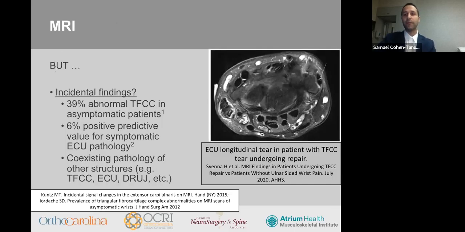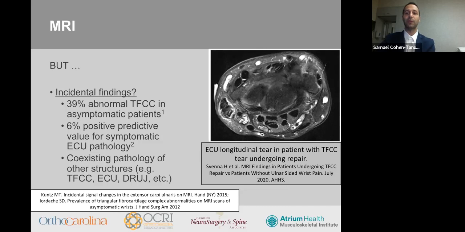It's important for MRIs to bear in mind that, like in other parts of the body, such as the spine, we don't always know what to do with better imaging and MR findings. Studies have shown a high rate of incidental findings. One study found 39% of TFCC abnormalities in asymptomatic patients. Another study found a very low positive predictive value of 6% for ECU abnormality when they retrospectively reviewed a large number of MRIs of wrists for any number of complaints, for patients who, for example, didn't have an ECU tendon pathology but still had ECU anomalies.